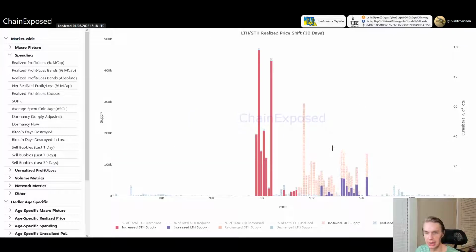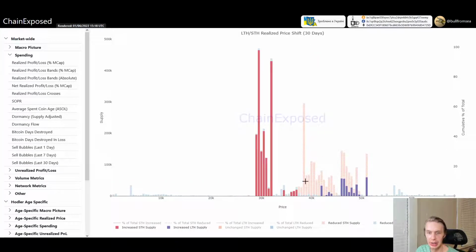We can also visualize this with a different metric. This shows the shifts in realized price. Essentially what we can look at here is visualizing at what price levels coins were bought, for example, 40K. These were short-term holders who sold into this new supply of short-term holders. So it's basically showing the movement of short-term holder supply.